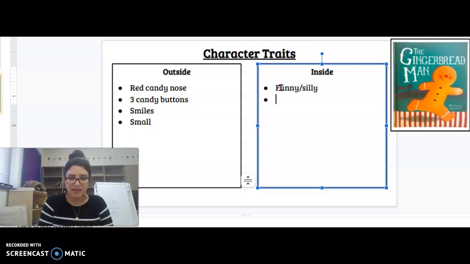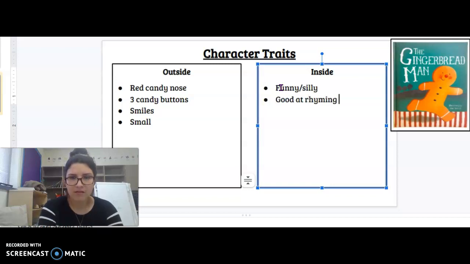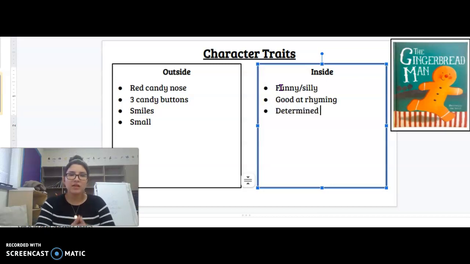I think he is good at rhyming, right? Good at rhyming. And one more thing that pops in my head is he's determined. Determined meaning he wants to get away. He's trying to get away. He wants to do something. He's determined, wants to do something. What does he want to do? Get away. He doesn't want to be eaten by the old lady or any of those animals, right?